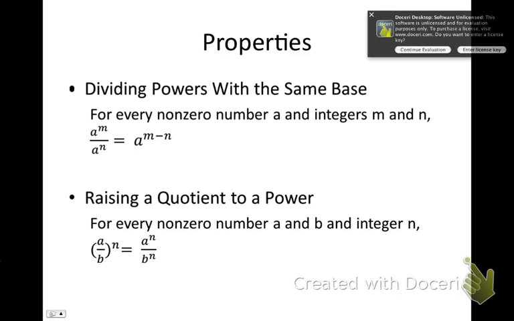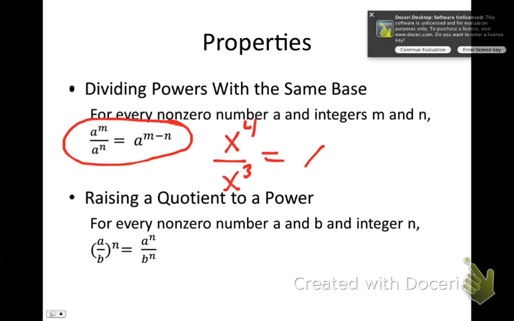When I multiply, I add exponents, so it makes sense that when I divide, I subtract exponents. Opposite operations there. So I can look at the same exponents again. X to the fourth over x to the third would become x to the first, or just x.